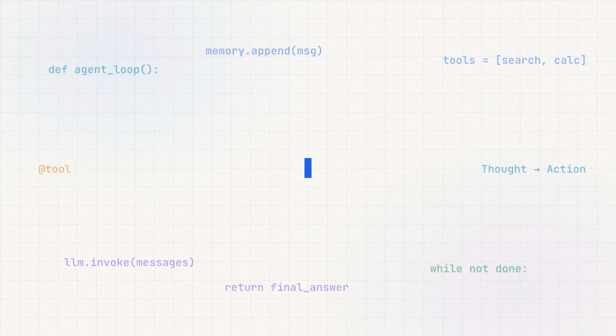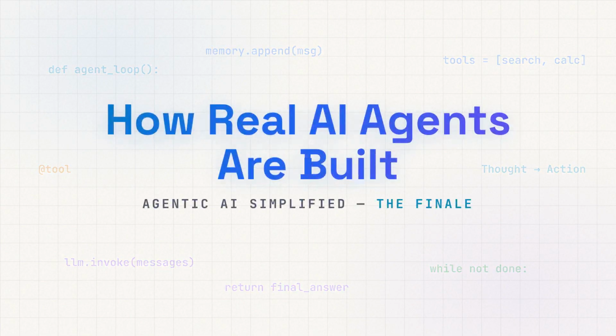This is the grand finale. Across this series, we've covered what agents are, how they think, how they use tools, memory, retrieval, the whole toolkit. But today, we stop talking about agents and we actually build one. Real code, real architecture, zero hand waving.